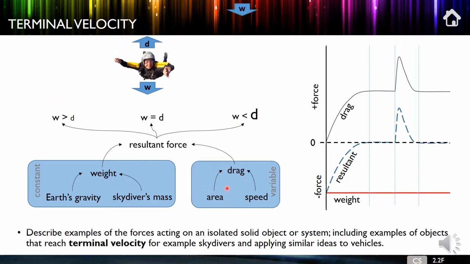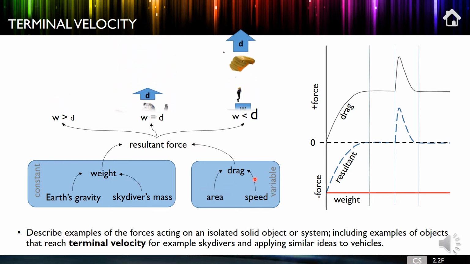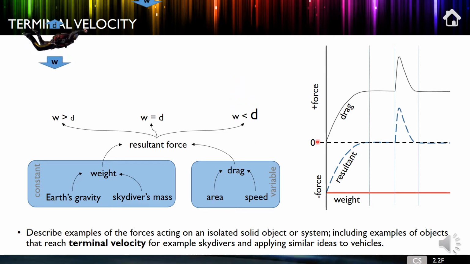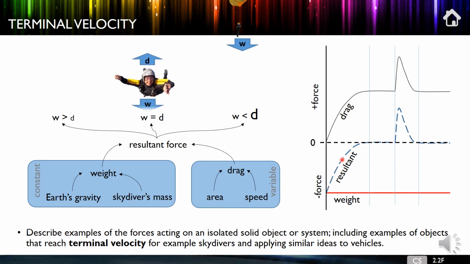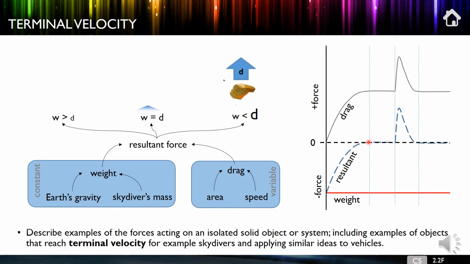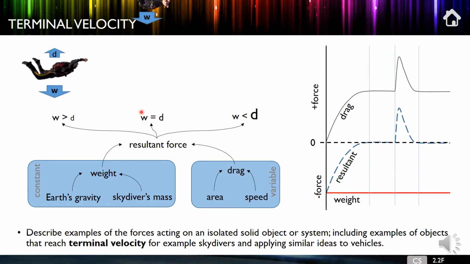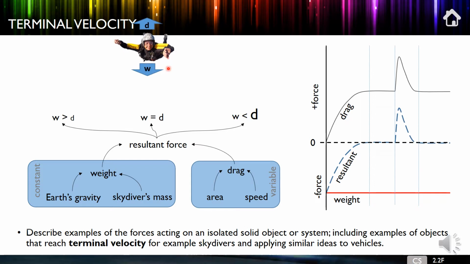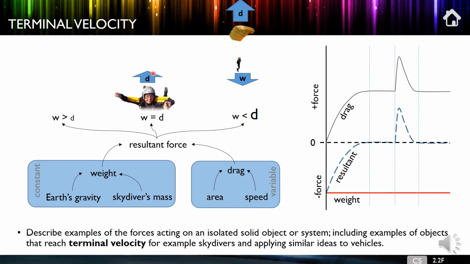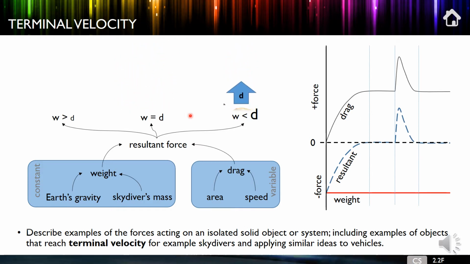There are two things that affect drag. There's speed, so the faster you go, the more drag you have. The other thing is area, so the greater the area, the greater the drag. As speed increases, drag increases, the resultant gets less and less, till eventually the resultant is 0, and then we have this balanced situation here. So here we have weight equals drag, and you're falling at terminal velocity, the fastest possible velocity.